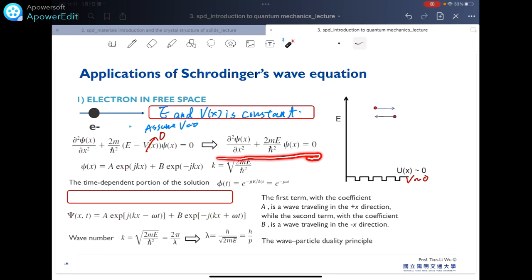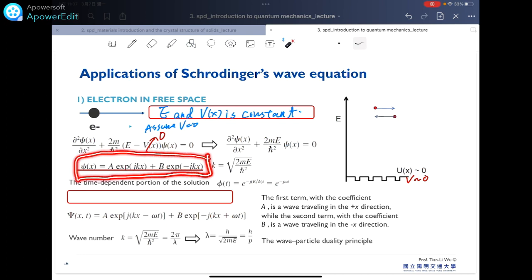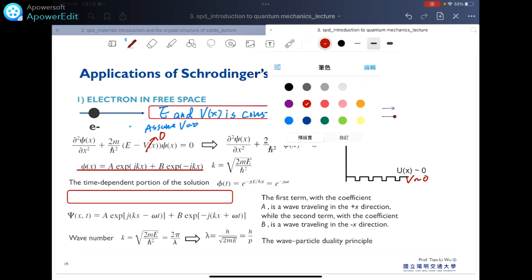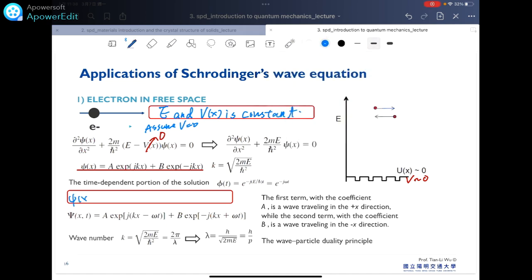And then the general solution for this equation is this one. This is something that you learn from engineering mathematics, which already teaches us why this equation has a solution that looks like this. Based on this solution, we then consider the time-dependent portion of the solution here. So finally, our full wave equation phi of x and t is equal to phi(x) times phi(t).